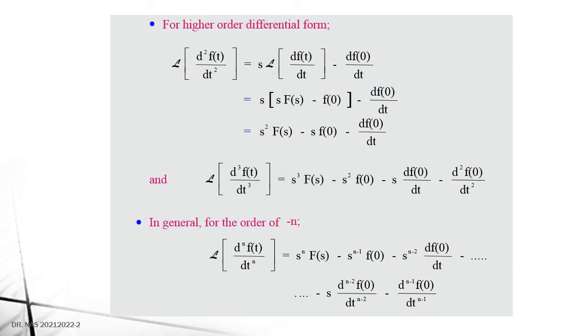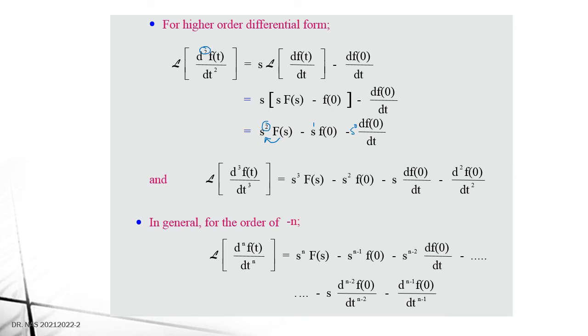Okay, for higher order differentiation, when you have the power of 2, your s should have the maximum power of 2, and then it reduces to the power of 1, and then s to the power of 0. And the f will start with F(s) at the maximum power, reduced to f(0), and then it becomes f prime. Next is f double prime, and so on.